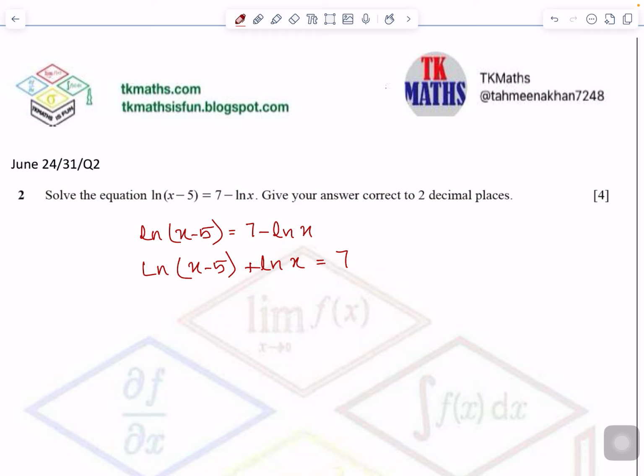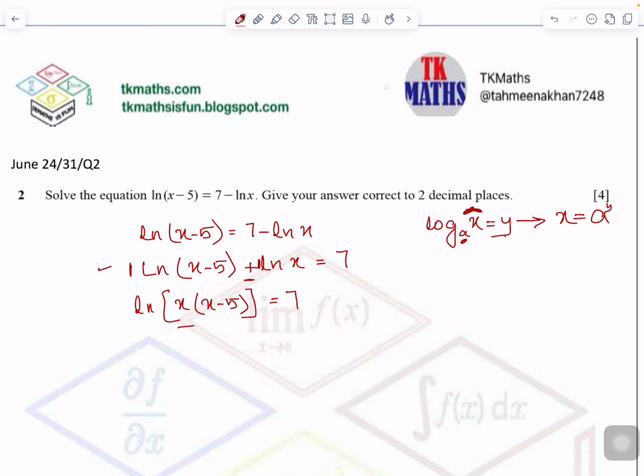Now if I see here, I can apply the product rule. There is a plus sign between them. The coefficient is 1. So it can be written as ln of x times x minus 5 is equal to 7. So I'm applying the product rule here. Now this is my log form. How to change it into index form? What did I tell you? If you have, for example, log of x base a equals y, how can you change it into index form? Whatever is here, x is equal to the base a, and y becomes the power.